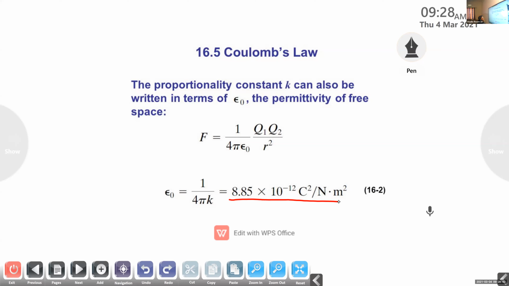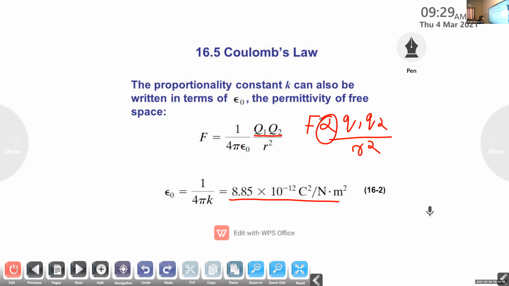Okay, so Coulomb's law states that the force of attraction or repulsion between the two charges is directly proportional to the product of the magnitude of the charges and it is inversely proportional to the square of the distance between them. In order to replace this proportionality sign, we place a constant.